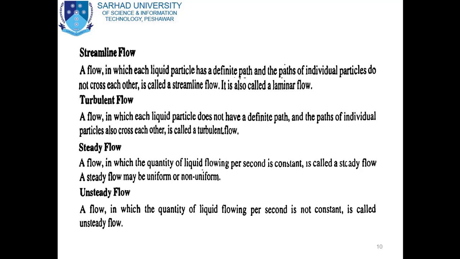The next one is steady flow. A flow in which the quantity of liquid flowing per second is constant, meaning the rate of discharge is constant, is said to be a steady flow. A steady flow may be uniform or non-uniform. The other one is unsteady flow. A flow in which the quantity of liquid flowing per second is not constant, meaning the discharge is not constant, is said to be an unsteady flow.